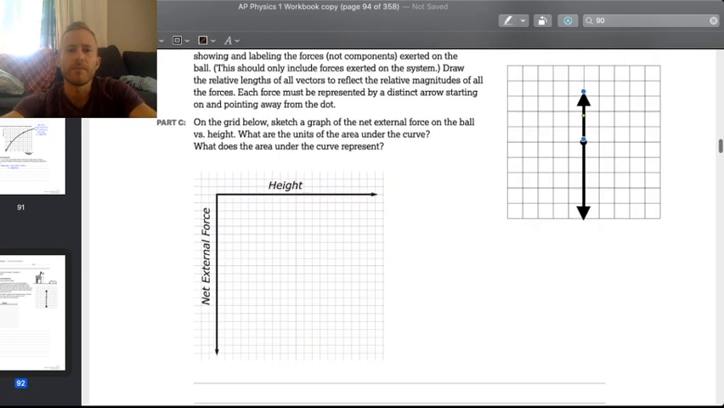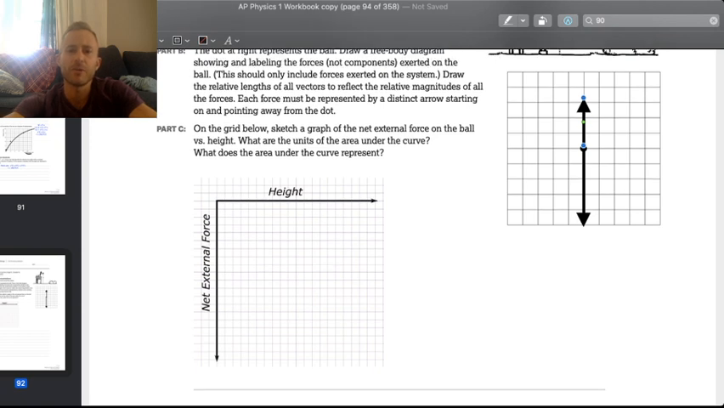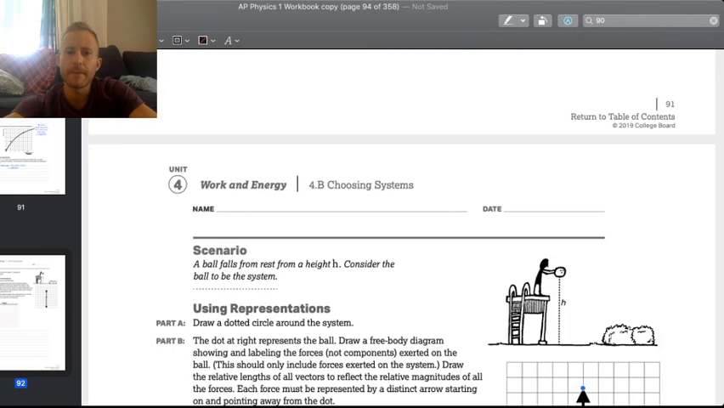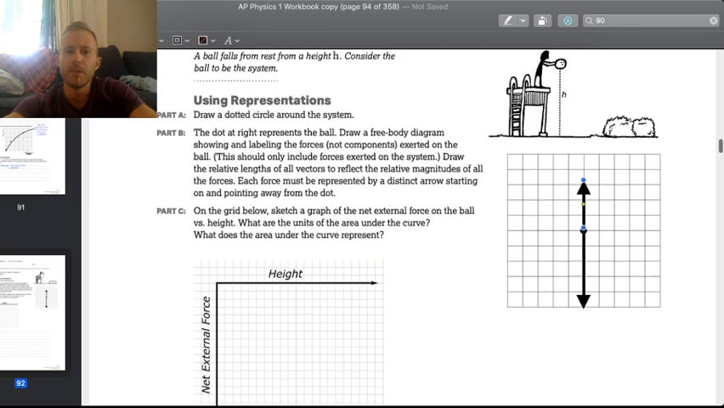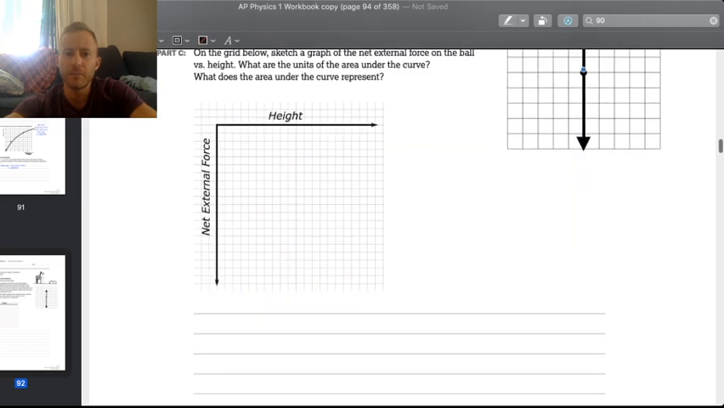On the graph below, sketch a graph of the net external force on the ball versus height. What are units of area under the curve? So basically, when the height is big, the net external force is large.